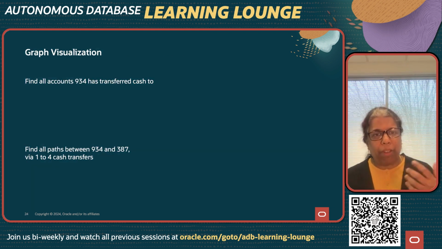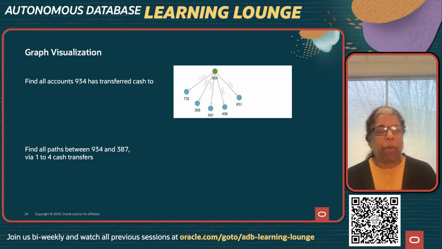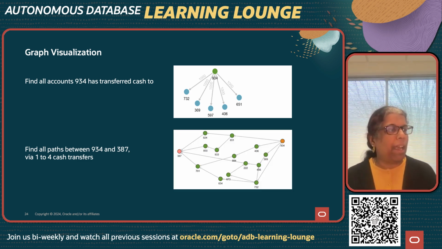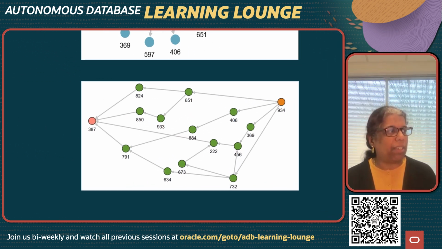So graphs, because they refer to patterns, it's also very useful to visualize graphs. For example, find me all accounts that account 934 has transferred money to. So you get a list of accounts that you can visually see. And here, find me all paths between 934 and 387 that are 1 to 4 hops long. You can see all the different paths between these two accounts.